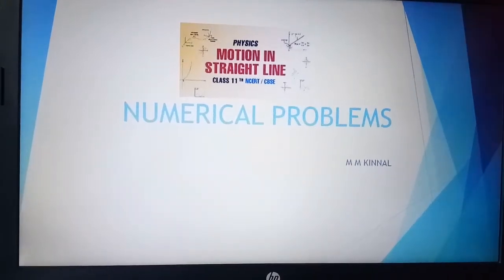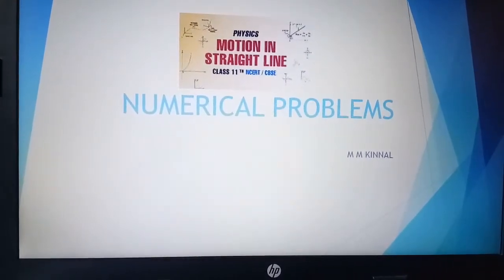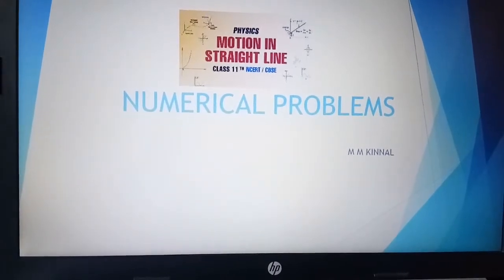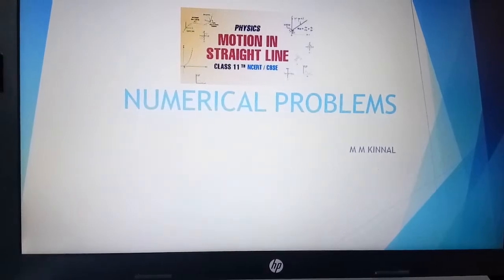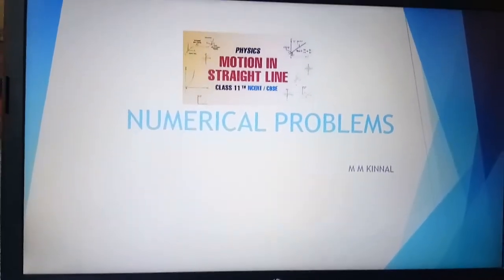The solution of numerical problems on the three equations which you have already learned. The three equations of uniformly accelerated motion: v equal to u plus at, s equal to ut plus half at square, v square minus u square is equal to 2as.